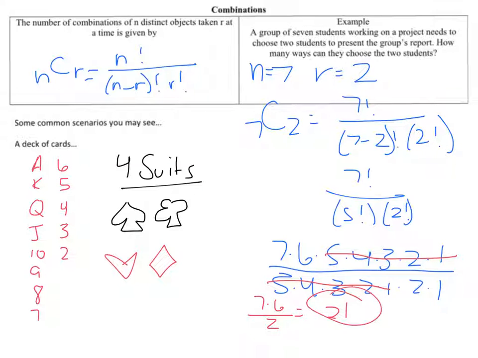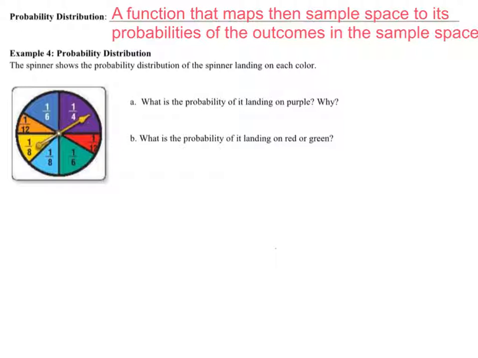A probability distribution for a particular random variable is a function that maps the sample space to its probabilities of the outcomes in the sample space. So we'll be dealing with that when we're looking at example 4. And we have a spinner that we're going to be using, and we can see the probability distribution of the spinner landing on each color. So we're going to answer a couple of questions based off of that. So first, question A says, what is the probability of it landing on purple, and why?